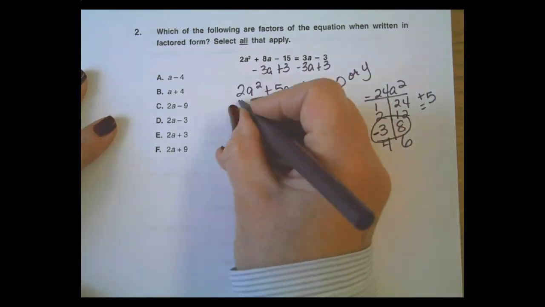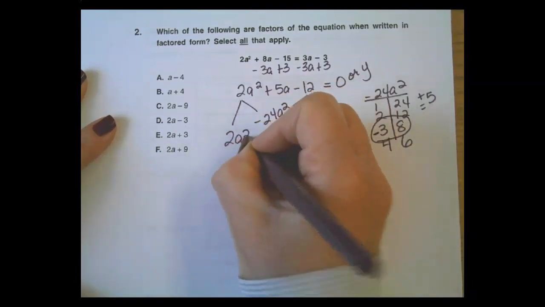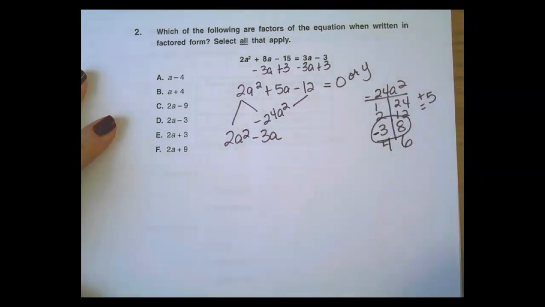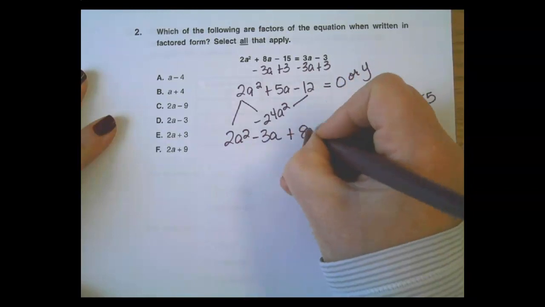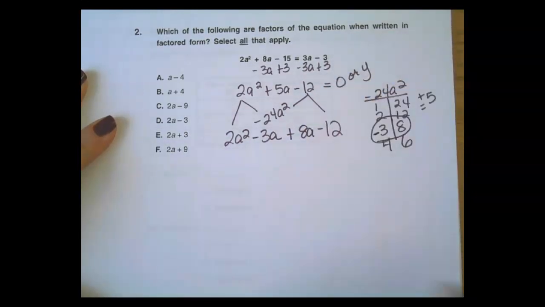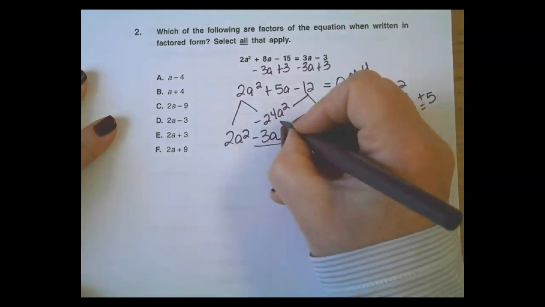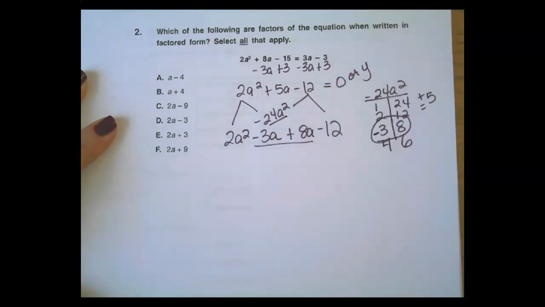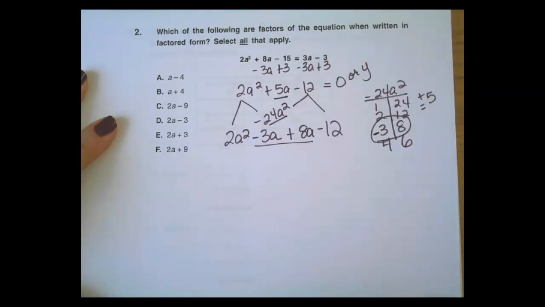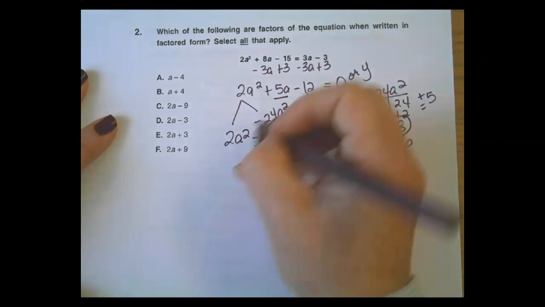And so we bring down that first. Then we're going to subtract 3a, and then plus 8a and bring down that negative 12. Okay, so these two will equal this when added, they will equal this. All right, and we've done this before. You did this last year and you're doing it this year, so it shouldn't be too bad.